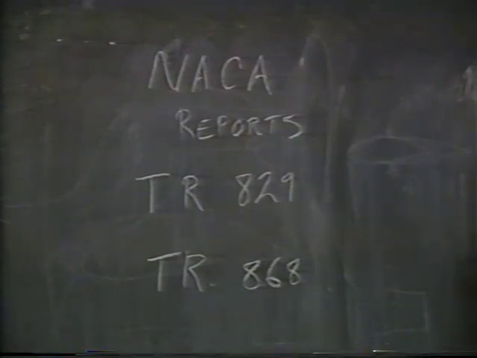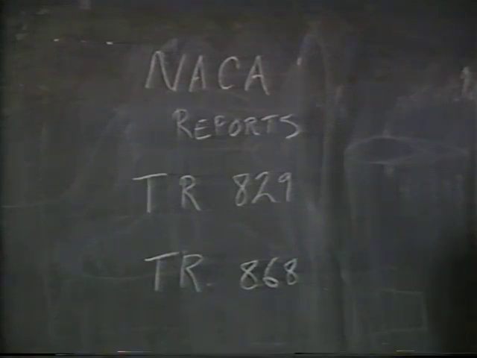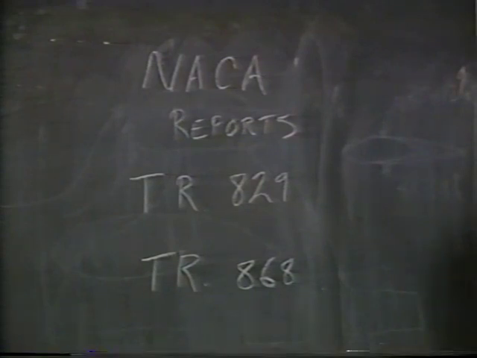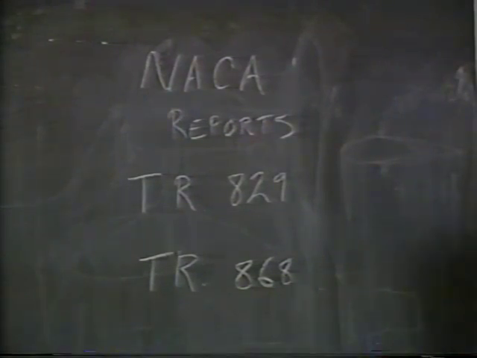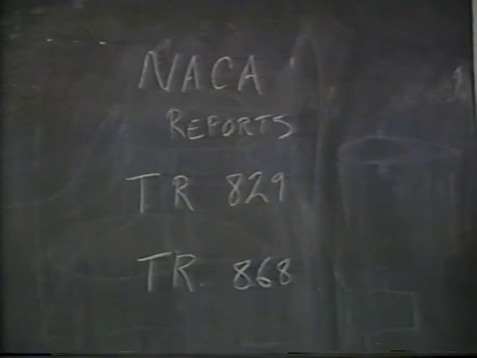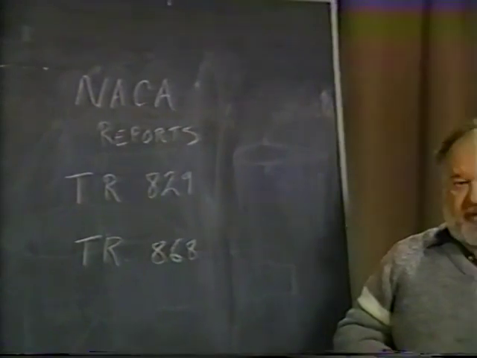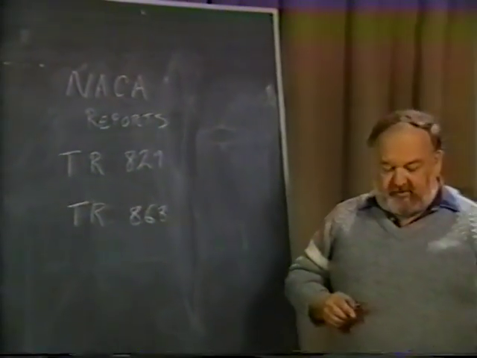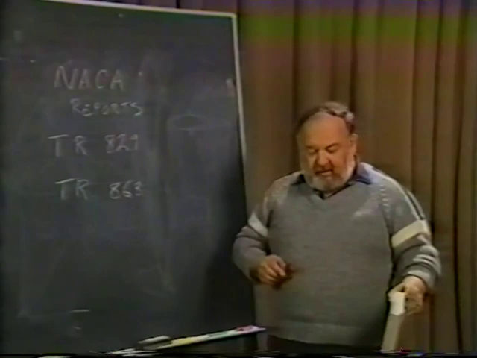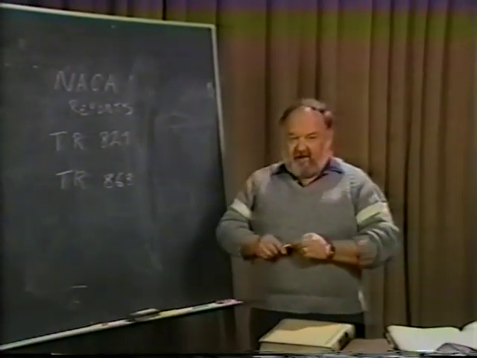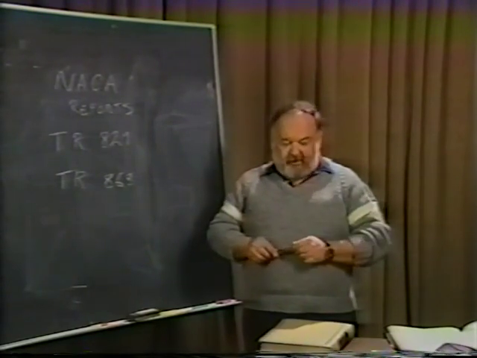One is Technical Report 829, entitled Summary of Measurements in Langley Full-Scale Tunnel of Maximum Lift Coefficient and Stalling Characteristics of Airplanes. This report shows a pretty good comprehensive analysis of existing airplanes of that time and what their stall characteristics were and maximum lift capabilities. It deals primarily with planform and shapes of leading edge and various factors that influence the stall pattern.